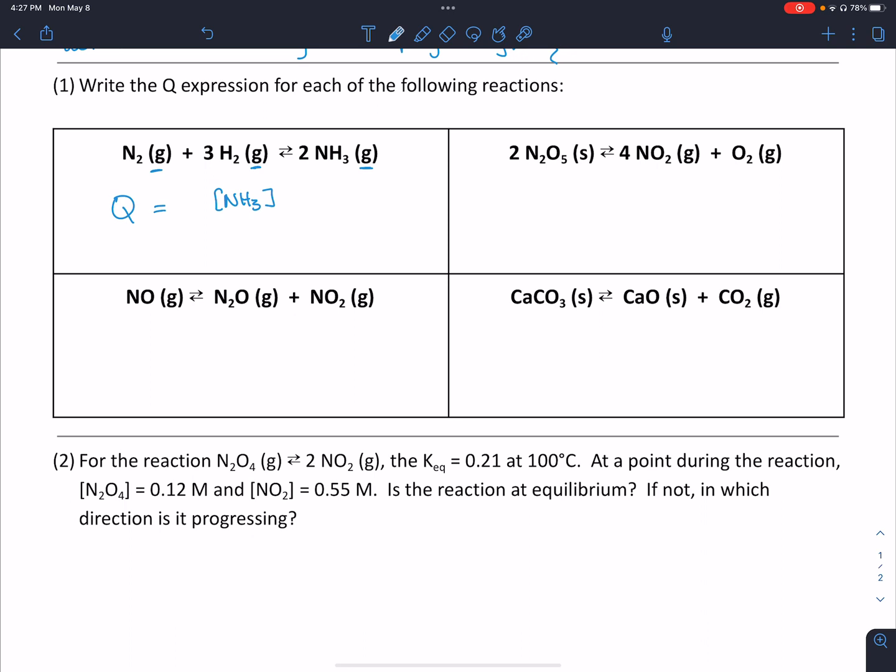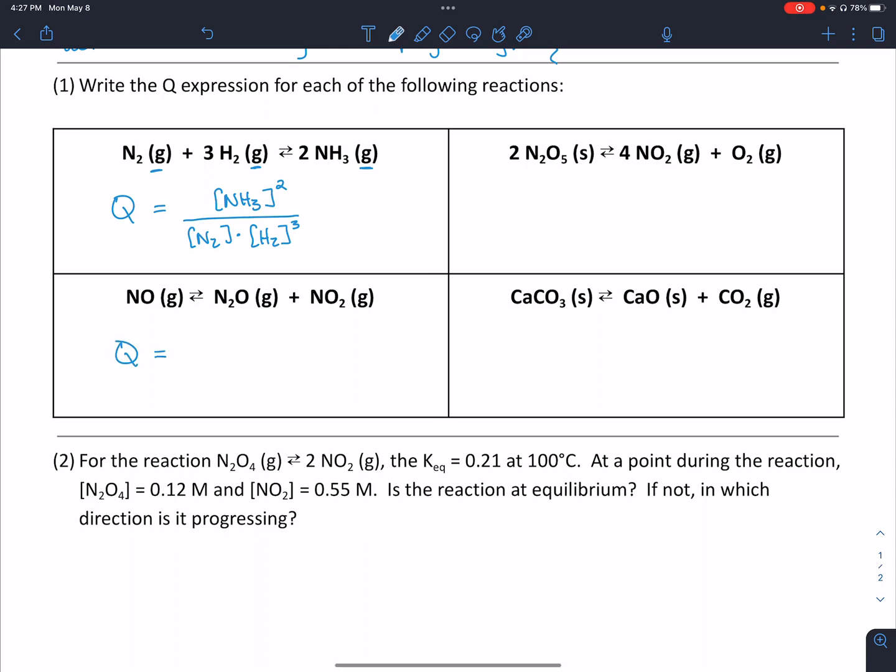NH3 has a coefficient of 2, so we're going to square it over our reactants, N2 times H2. Now H2 has a coefficient of 3, so we're going to cube that one. So this is our Q expression for this particular reaction.